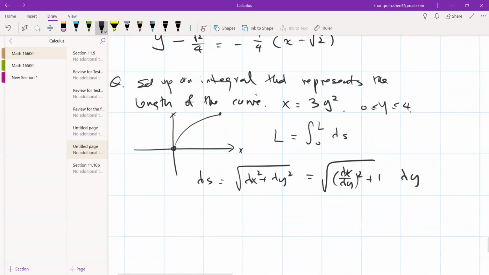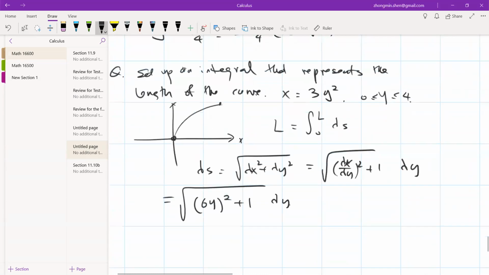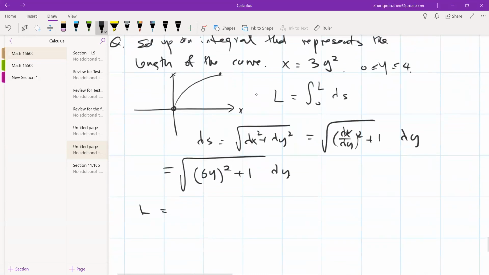So then that's going to be the square root of 6y squared plus 1... then you get the formula. Length is going to be the integral, with y starting from 0 to 4. So that's it.